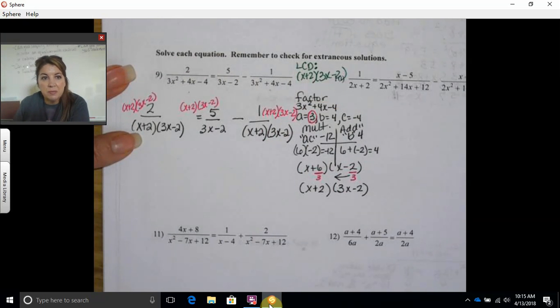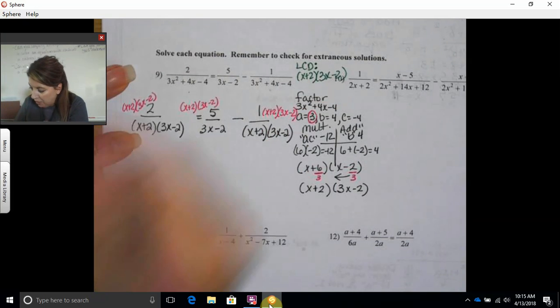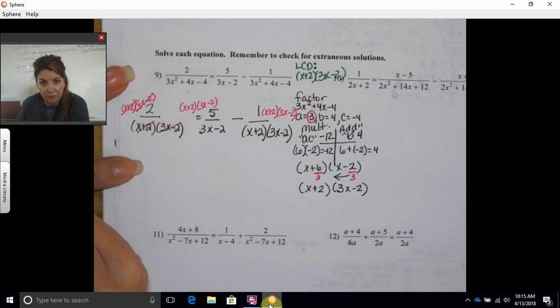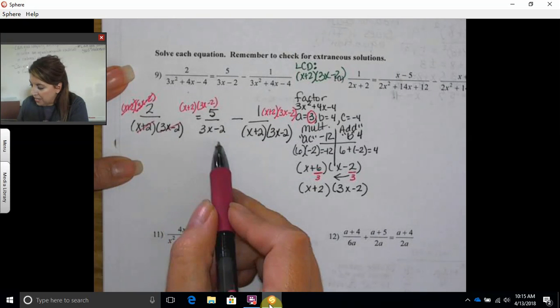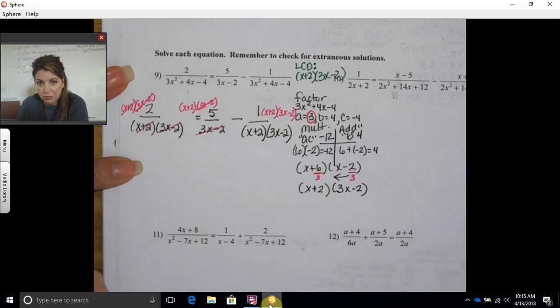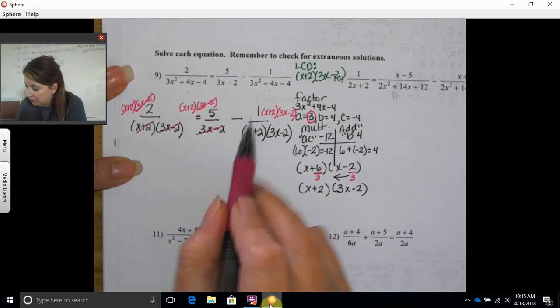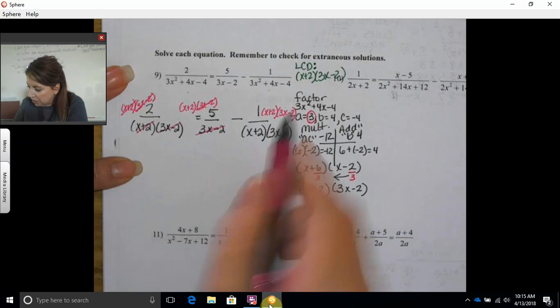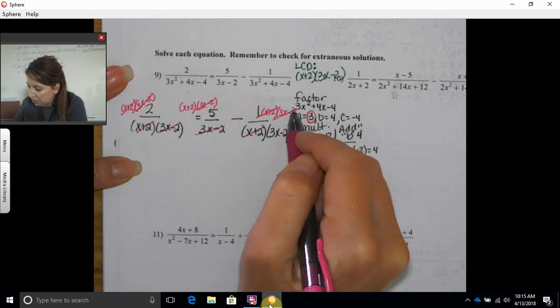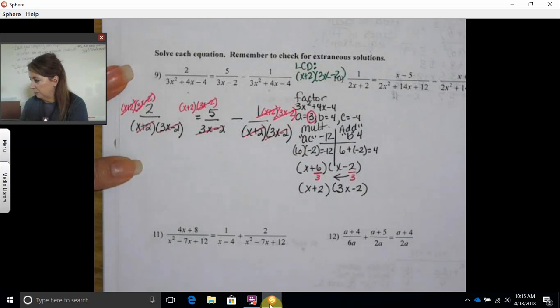And so then once I do that, then I'm going to go through and cancel out any factors that I can. So in the first term, the x plus 2's cancel and the 3x minus 2's cancel. And then I've got equals. On the right side, 3x minus 2 and 3x minus 2 cancel. And then I have minus. In the last term, x plus 2 and x plus 2 cancel, and 3x minus 2 and 3x minus 2 cancel.